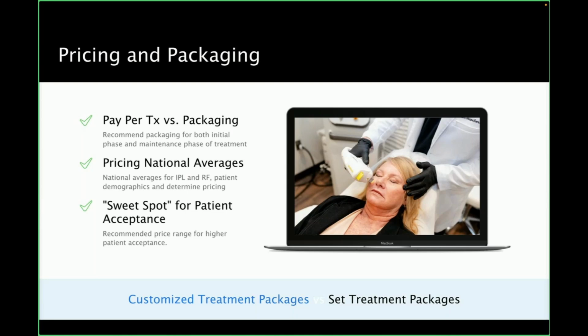So we developed a system that allows for customized treatment packages. And basically what we're doing is instead of fitting a patient into a package, instead you're customizing a package around the patient's needs. And that is always what we want to do.